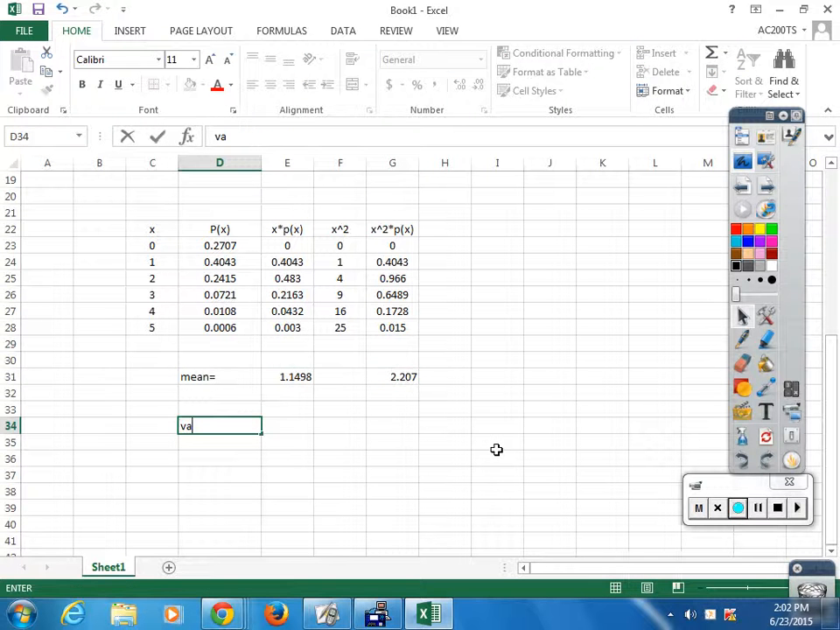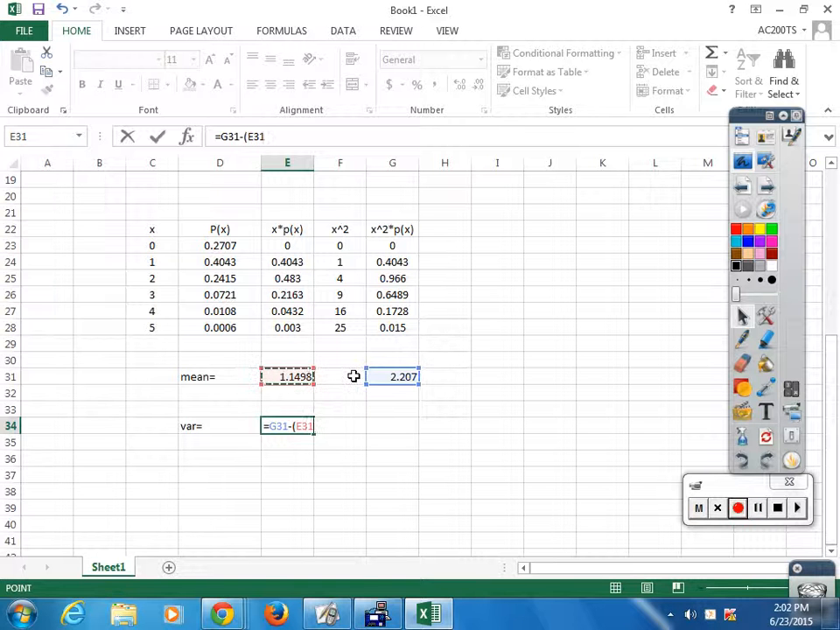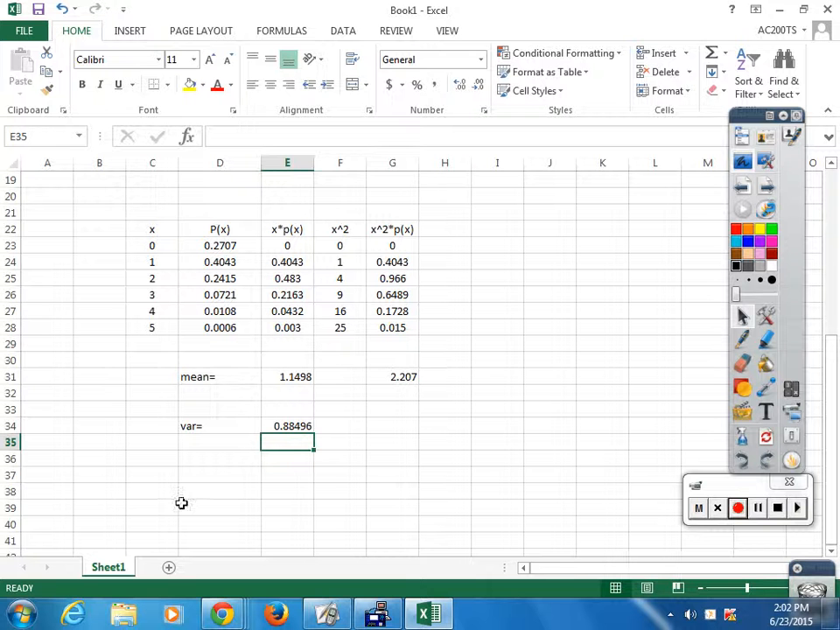And then the variance is equal to this minus what? The mean squared. And that's your variance, and then your standard deviation is that raised to the what? 0.5 power. That's right, class.